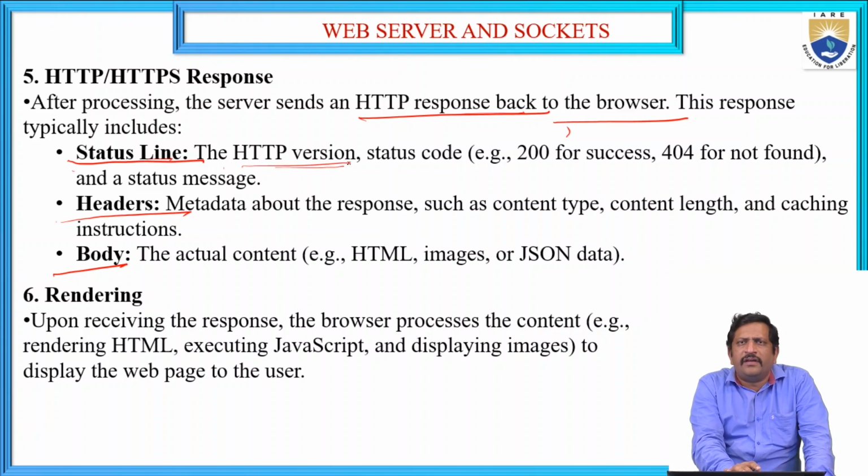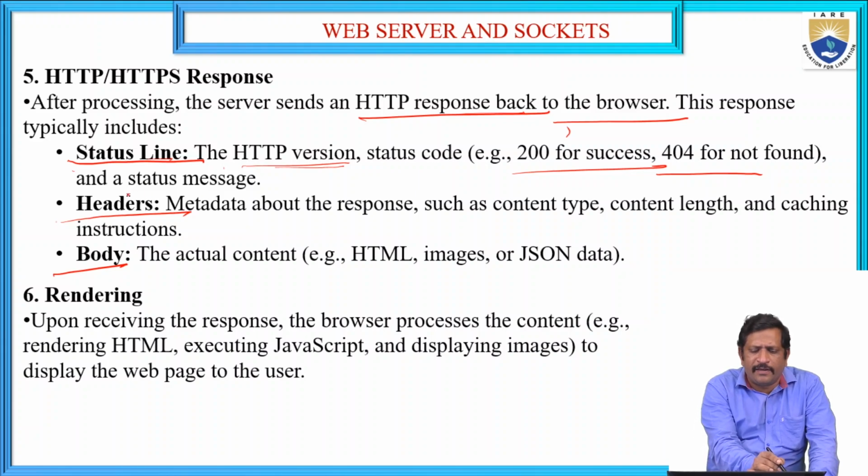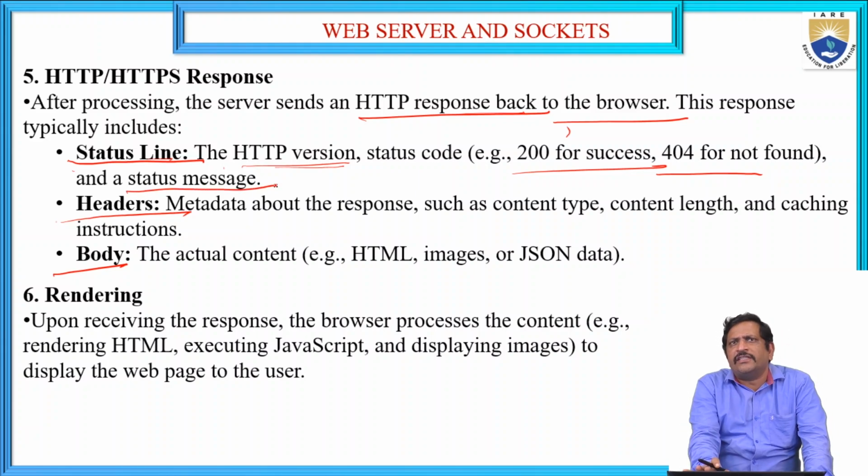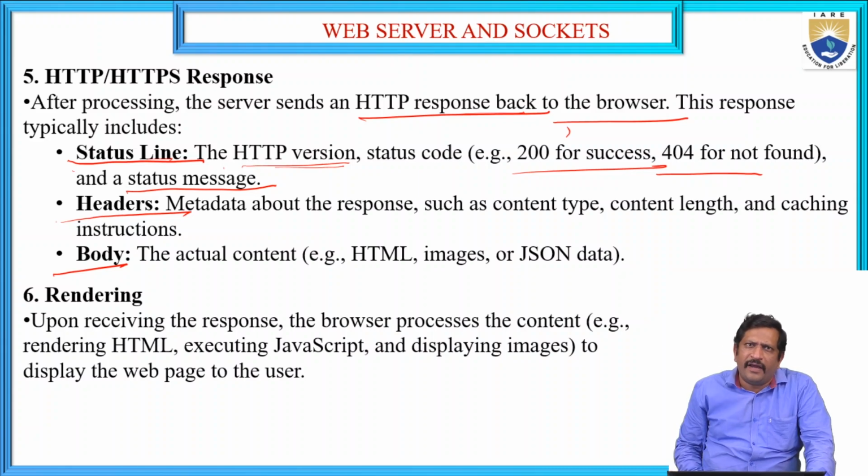Plain HTTP versions are not as secure as HTTPS. The status code, for example 200 for success and 404 for not found, means the file was not found. With the help of the status line, we get the status of the message, whether the information was securely transferred or not. Header is the metadata, and then the body. So this is the response.